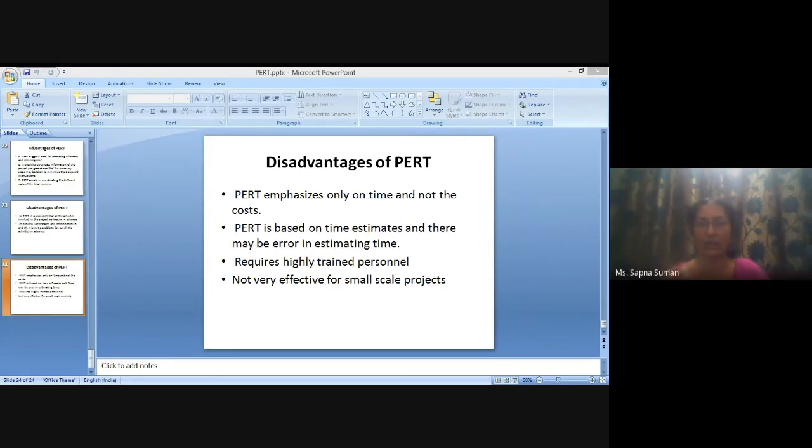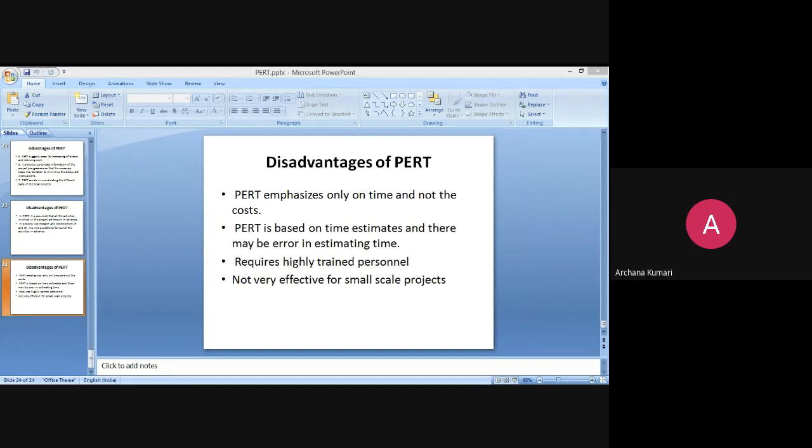ओके, और कुछ, एनीथिंग एल्स यू वुड लाइक टू आस्क?